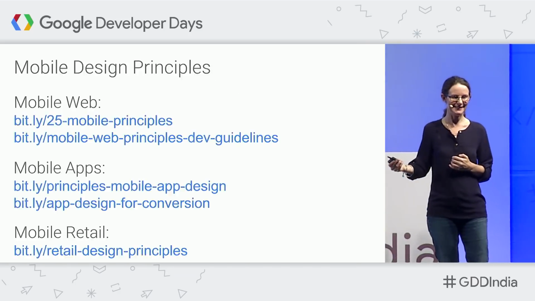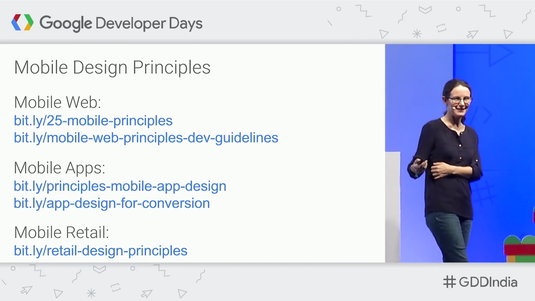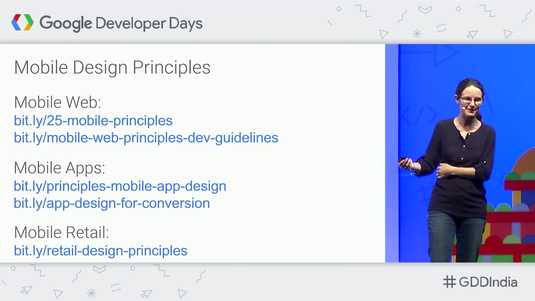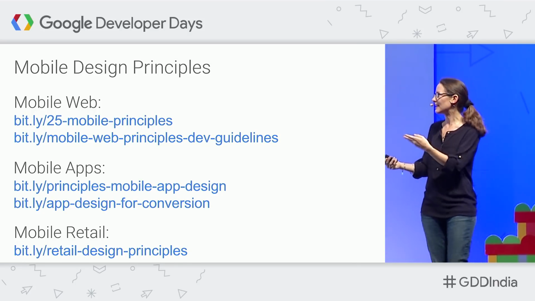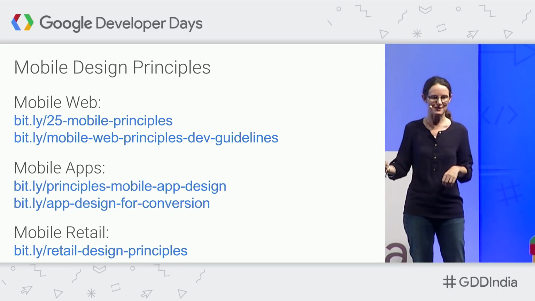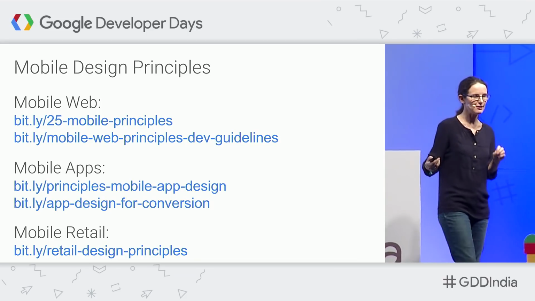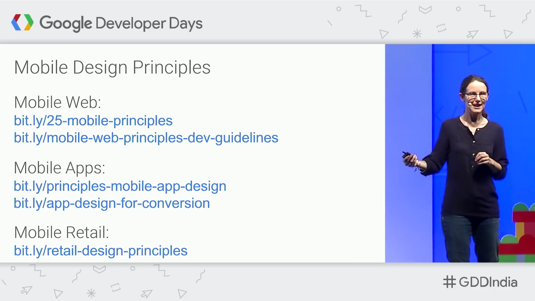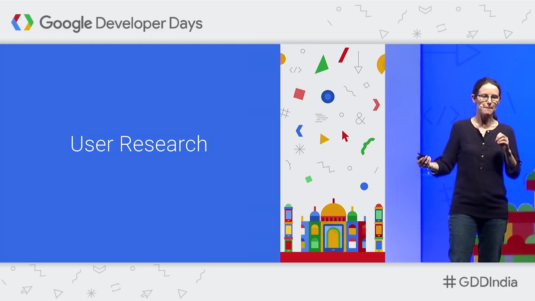All right. So here again, if you didn't take a picture of it last time, are those mobile web principles. And remember, the second of each of these links have additional resources added for you. So that brings me to the end of the principles we're going to talk through. Let's talk about the benefits of user research.